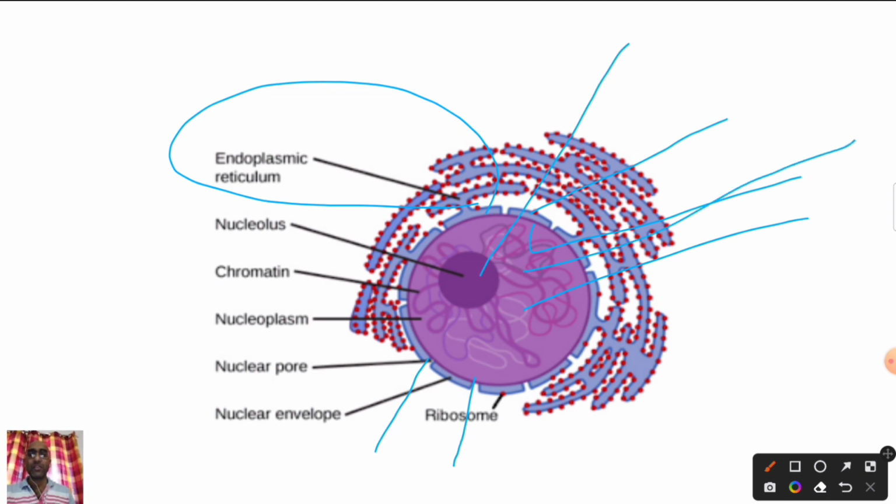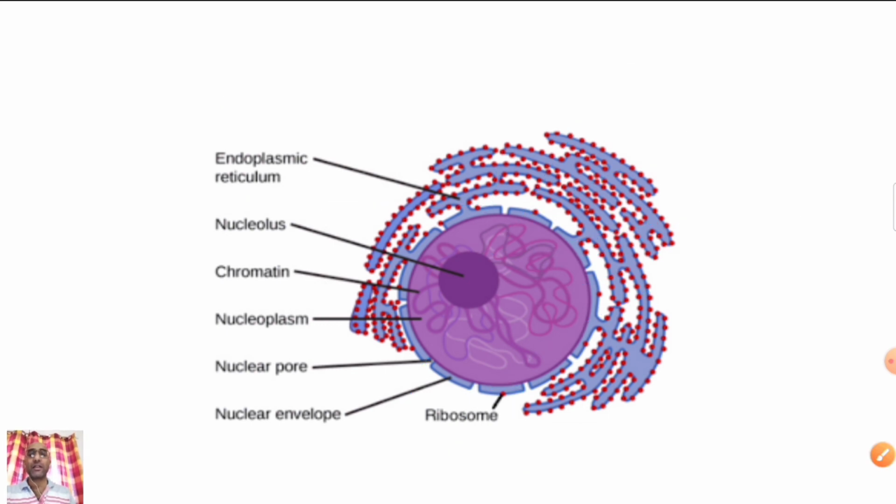Another one that I have not shown here: in between the inner and outer membrane there is the presence of what? Your perinuclear space. Then you can see here that these rounded reddish structures are ribosomes associated with the endoplasmic reticulum. I hope this particular video will be helpful for you in understanding the structure of the nucleus.